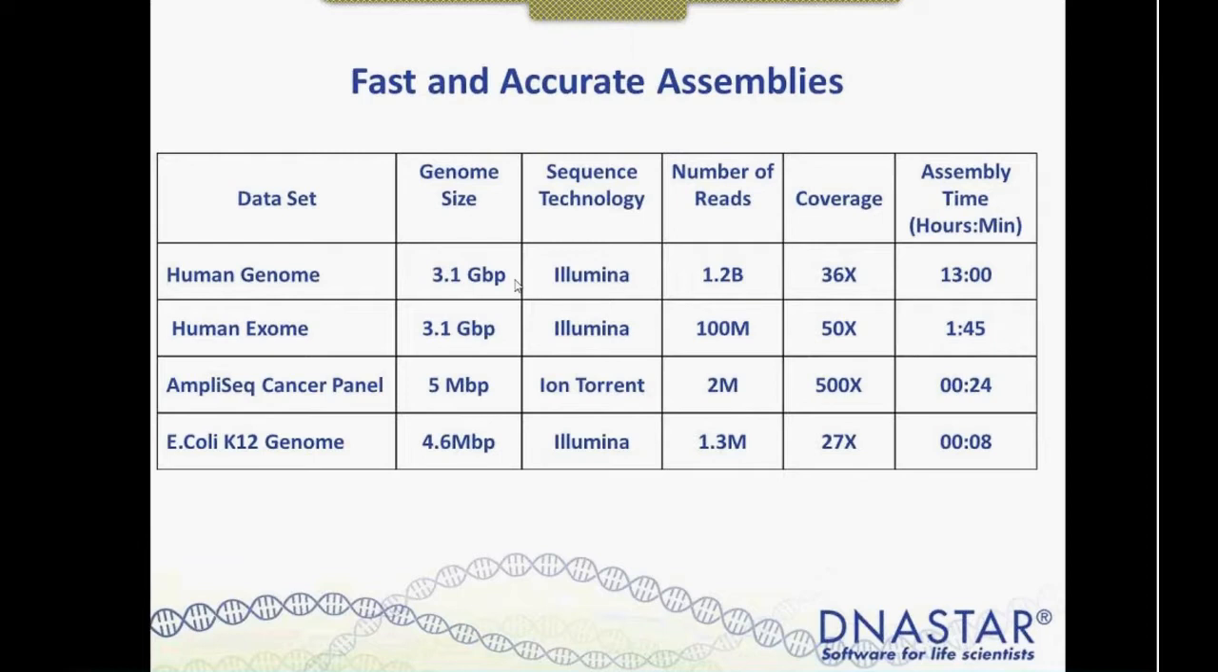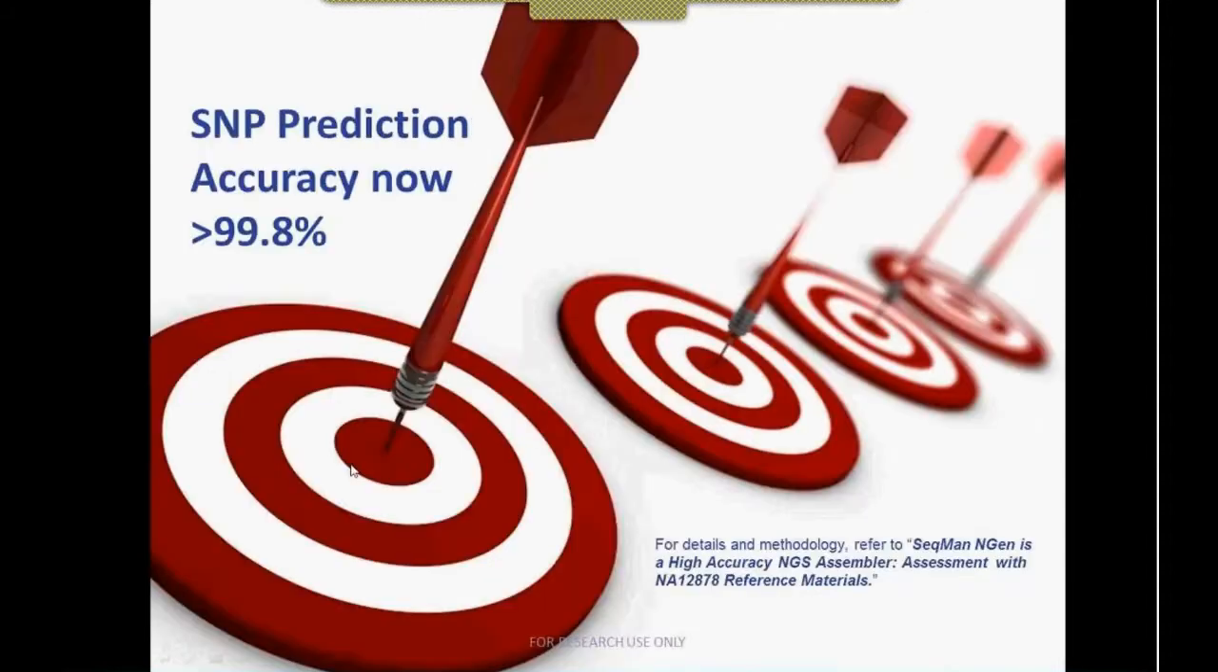Accuracy then is also important for a number of the different workflows. So we have some metrics on how accurate the assemblies are. More recently, we developed some methods to validate the process for SNP analysis, and we've determined our accuracy is now greater than 99%. And I'll talk about this in more detail, how we measure accuracy.